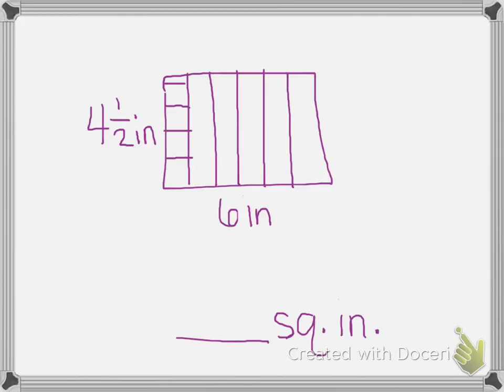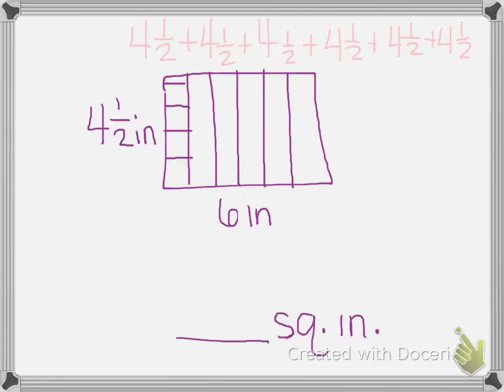Number 2 says find the area of the rectangle. So you have 4.5 by 6. So if I were going to find the area, I would do 4.5 plus 4.5 plus 4.5 plus 4.5 plus 4.5 plus 4.5. So we have 4.5 6 times.